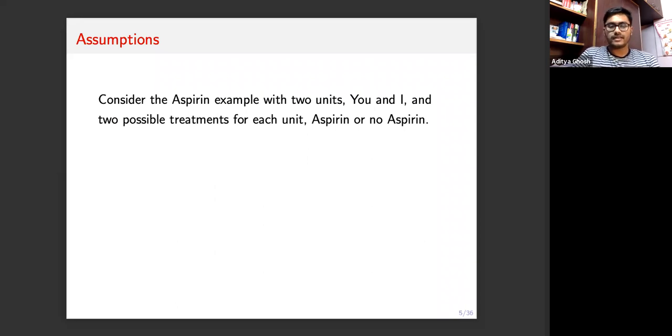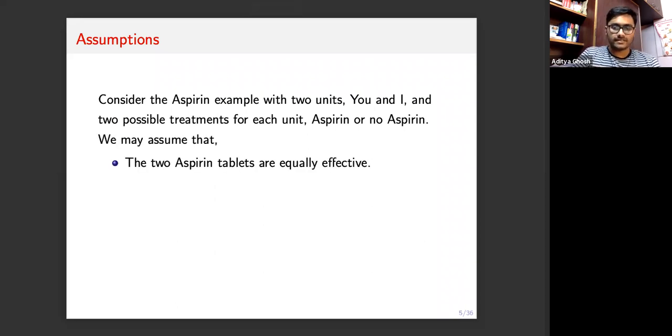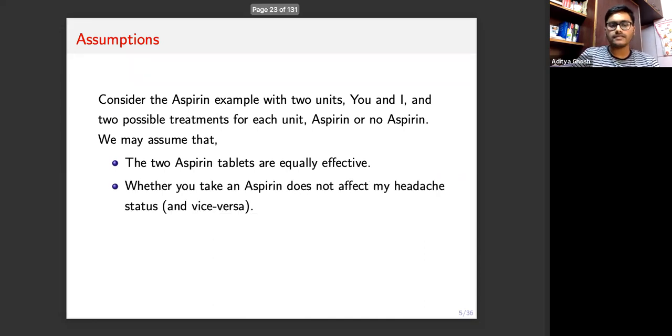Now, we may assume that the two aspirin tablets are equally effective. That is a very modest assumption. And we might assume that whether you take an aspirin does not affect my headache, whether my headache is gone or not, and vice versa. These are two assumptions that we are making. And note that these two are very modest kinds of assumptions, and in this example they should hold. But we have to keep in mind that these are just assumptions and cannot be verified.